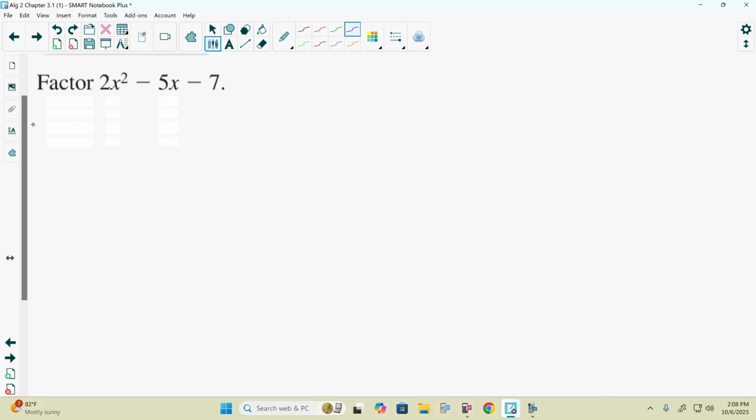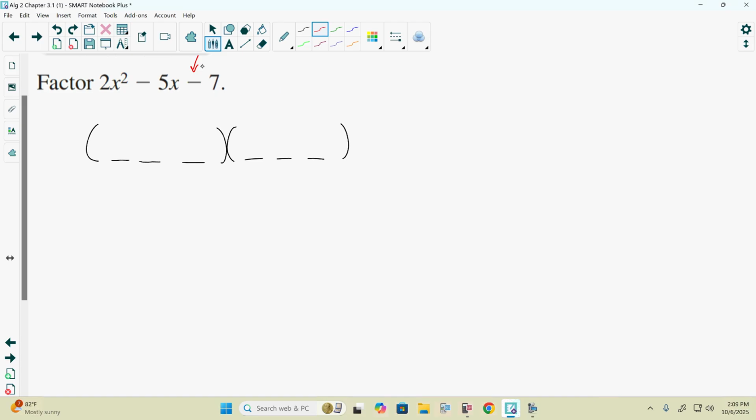I believe that leaves us with 2 left, this one and one more. So the first thing we would look for is the greatest common factor between 2x squared, 5x, and 7. Is there one? No, so we'll have 2 sets of parentheses with 3 spaces.